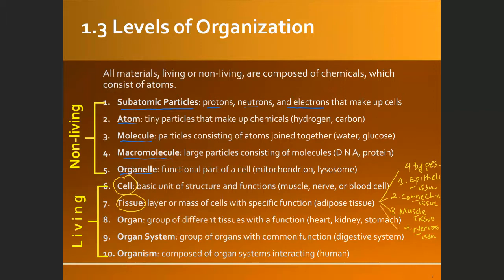So cells combine together to make one of these four types of tissue, whether epithelial tissue, connective tissue, muscle tissue, or nervous tissue. And then several tissues will combine together and organize together to make an organ. So the next level will be the organ that consists of different types of tissue. Like for example, the heart. The heart is an organ that consists of different types of tissue.